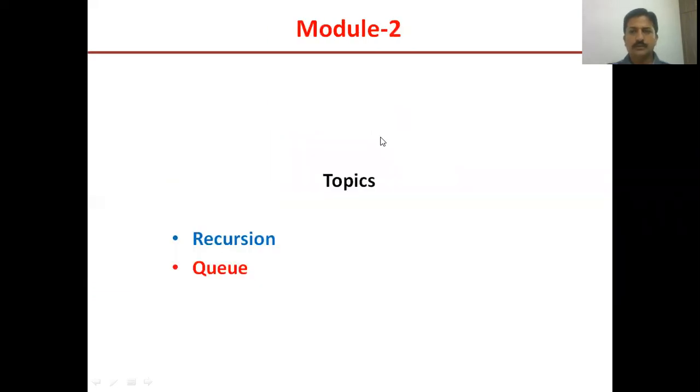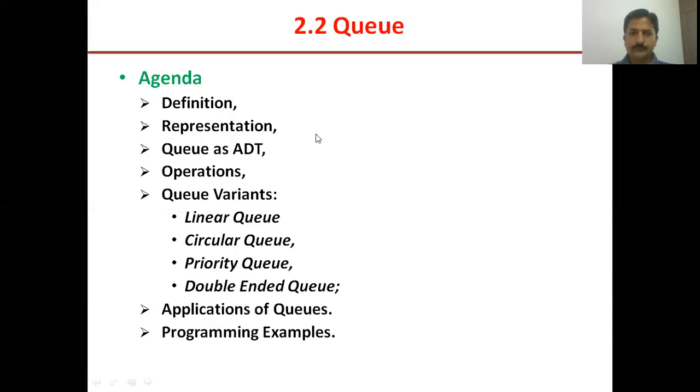This is part of the VTU MCA syllabus, and it comes under Module 2, where Module 2 has recursion and the queue. So we are going to discuss this based on the MCA syllabus. In the queue, we are going to discuss definitions, representation, queue operations, queue variants, that is linear queue, circular queue, priority queue, double-ended queue, applications of queues, and programming examples.